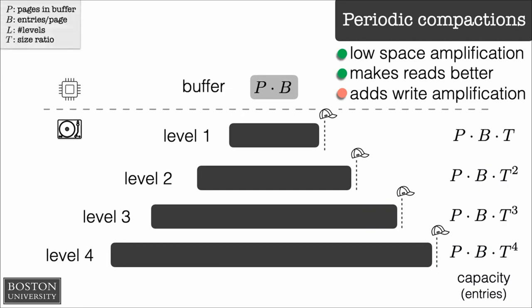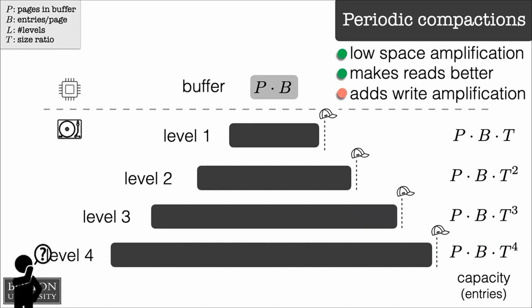Putting everything together, the sizes are given by these very simple equations. P times B is the size of the buffer, P pages times B entries per page, and the size of every level increases exponentially with a factor of T every time.